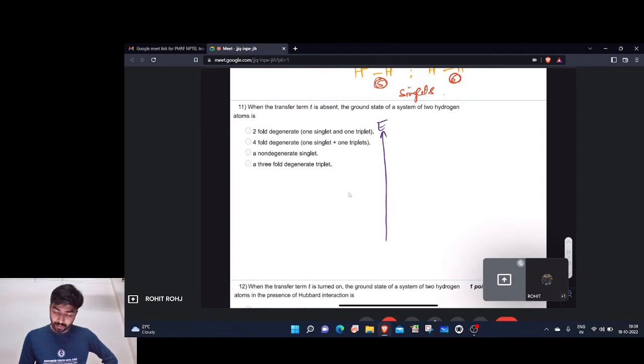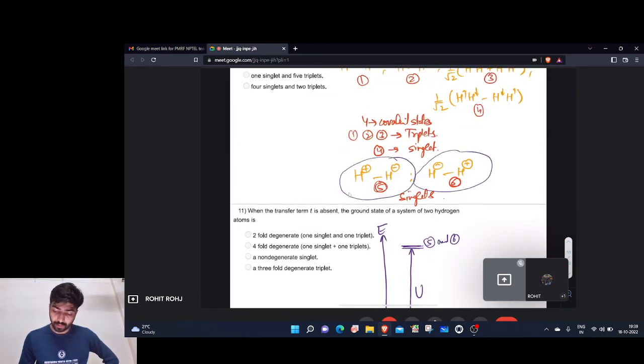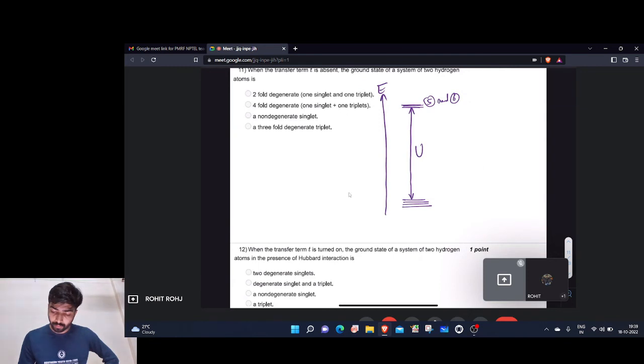Let's say this is the energy, and let me denote the set of triplet states. Out of these 6 states, 4 are degenerate and 2 are in higher energy, which are still degenerate, and separated by the Coulomb repulsion energy U. These 2 states are the 5th and 6th that we just described above, the 2 singlet states, and we have states 1, 2, 3 and 4.